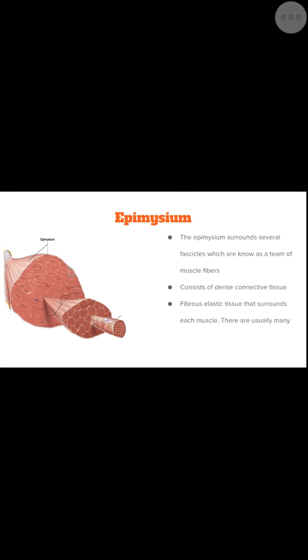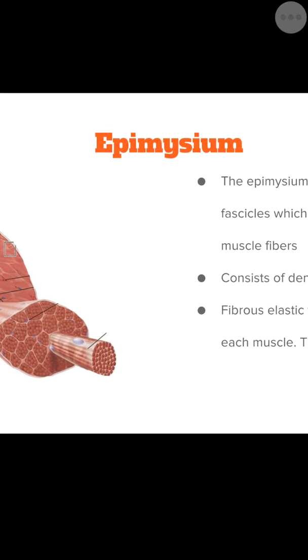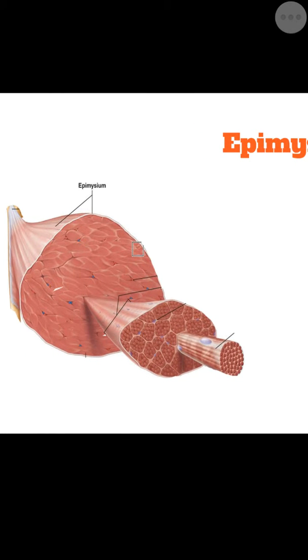The epimysium. The epimysium surrounds several fascicles, which are known as a team of muscle fibers. It consists of dense connective tissue, fibrous elastic tissue that surrounds each muscle. There are usually many. The epimysium is the thin layer surrounding that part right there.